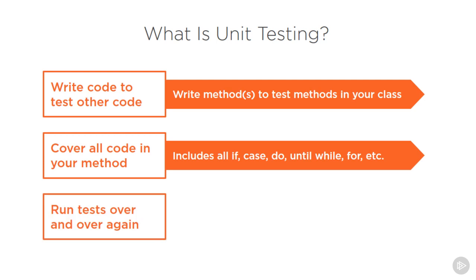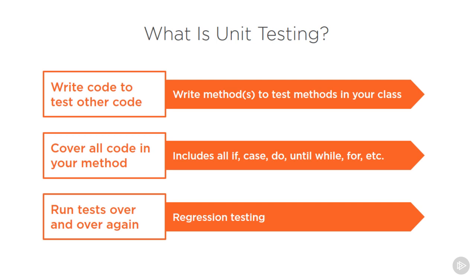What's nice about this is that we can then run these tests over and over again. This is really important for regression testing. What that means is that, hey, I went out and I made a change to the code. I want to be able to run my tests over and over again, regression testing over and over again, to make sure that I didn't break anything that used to previously work. And that's what unit testing is.